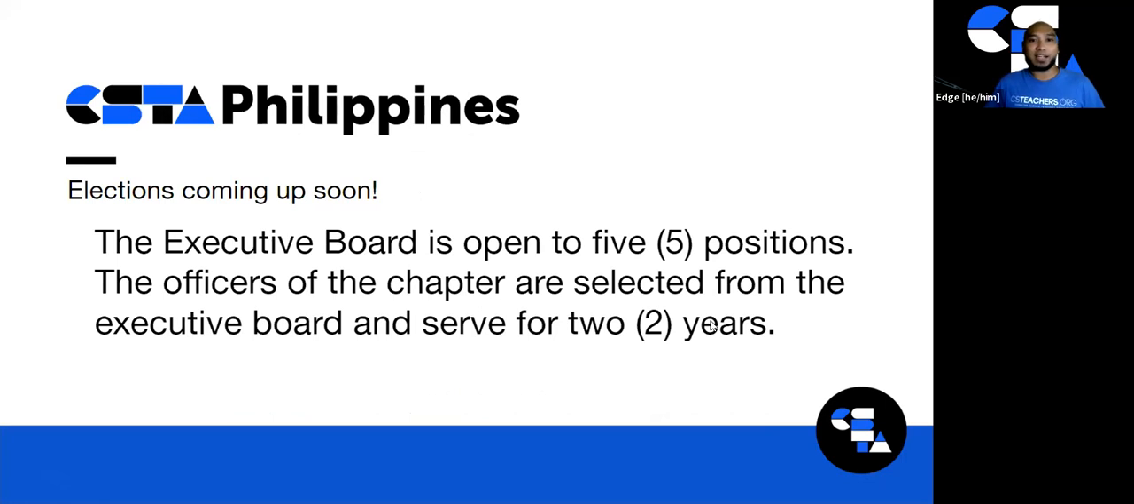Also, some announcements: the executive board for CSTA Philippines is open. We're going to be having our elections in December this year. There will be 5 open positions, and the officers of this chapter will be selected from the executive board and will serve for 2 years. More on that soon, but if you are interested, you can contact us at philippines@csteachers.org. Also, there is information in the bulletin coming up next week.